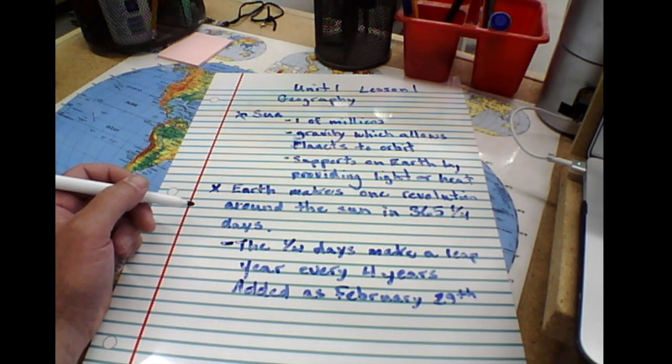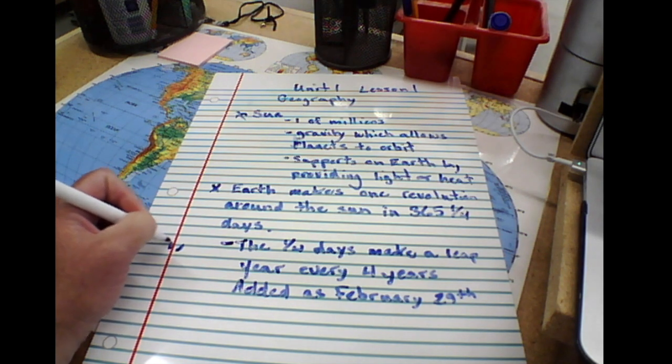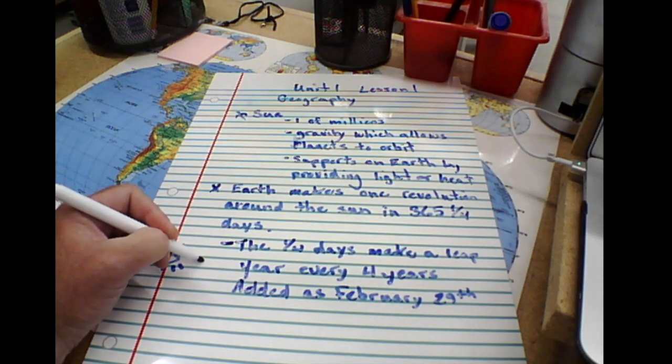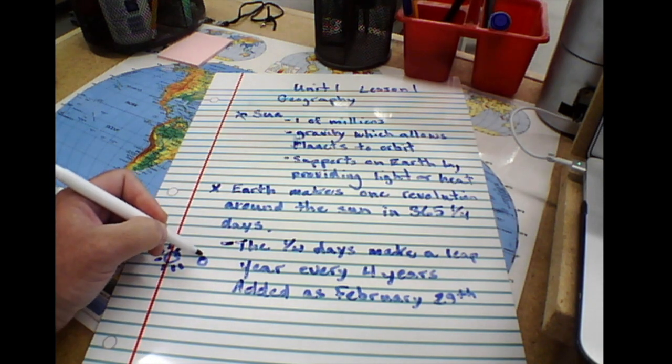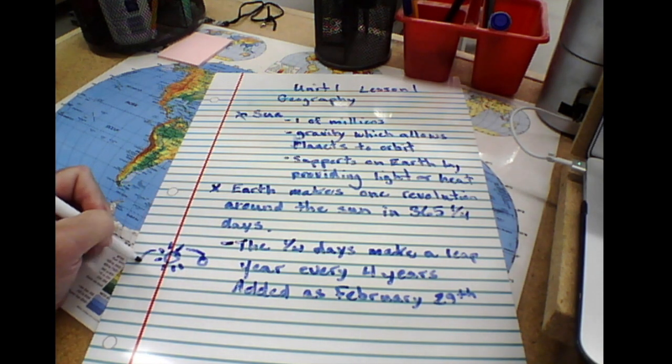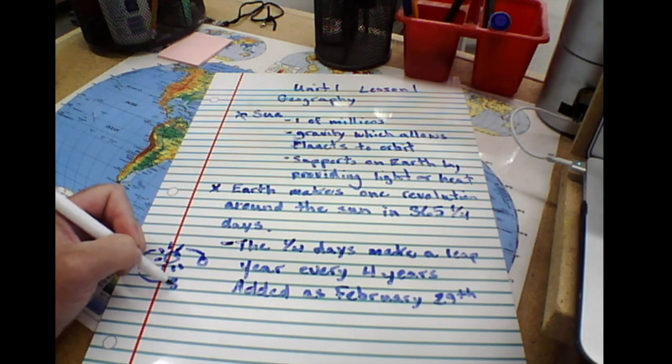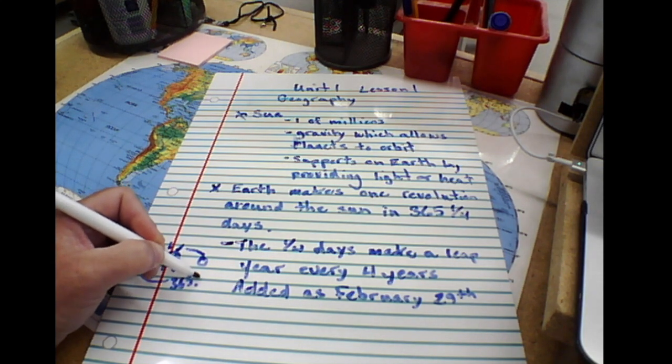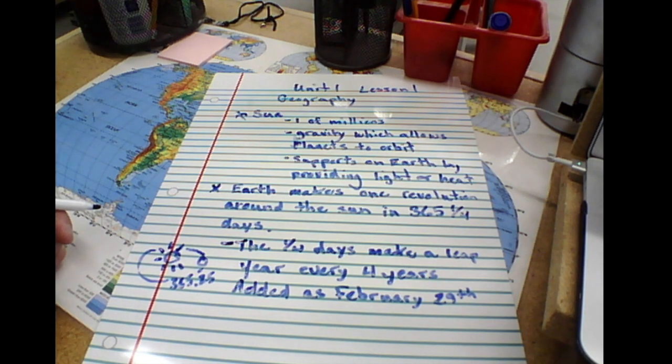If you want to draw a picture, okay, here's the sun, right? Okay, and then here's Earth, and Earth goes around the sun in 365.25 days, right? Okay, so you can kind of see how you can use pictures, you can do all kinds of different things to take notes. These are your notes. These are important to you and what you're trying to accomplish.